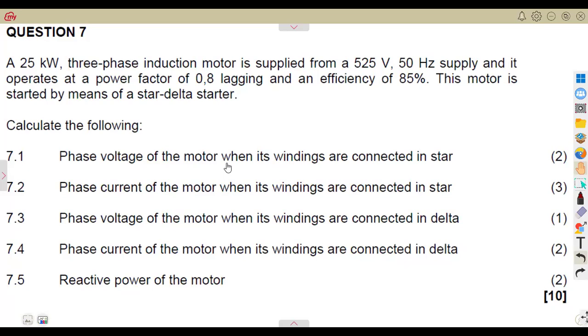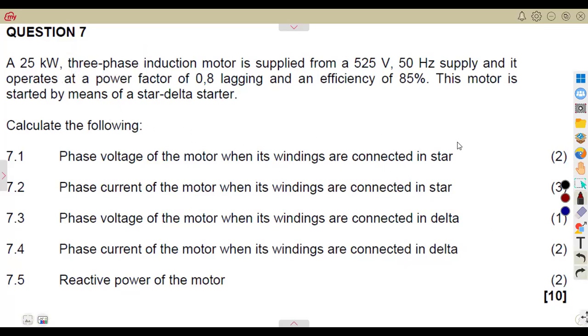We are still working on our Electrotechnology N3, and this is the revision that we are going to have on the AC theory, working on the three-phase systems. So you need to understand typical exam questions, how your questions are going to be given in terms of a three-phase. This is a 25 kilowatt three-phase, take note, it's a three-phase induction motor. So we're going to talk about that.